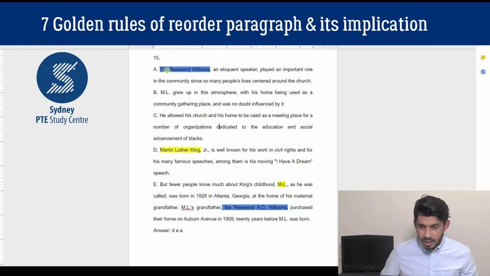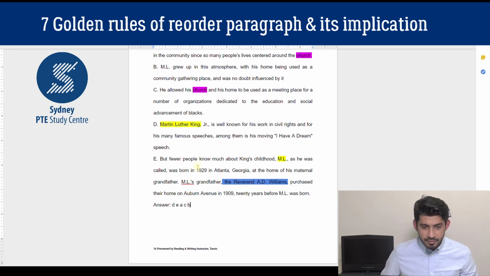Now after A we have the word church, a word clue. Sorry, let's make it pink. And then we again have church here. So I know that because of having the same word, church and church, A and C can make a pair. Now which comes first? It has a name, the Reverend Williams, and this sentence starts with the pronoun he, right? So obviously A comes before C, so AC is a pair. The only sentence which is left out is B, which automatically comes at the end.